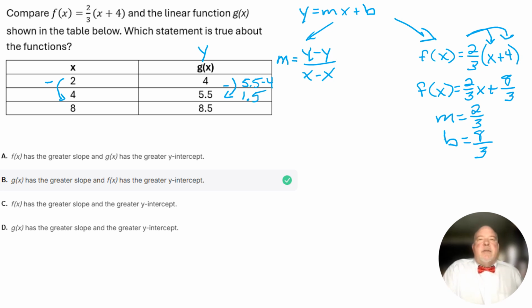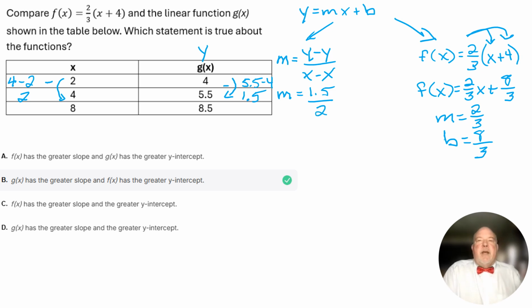And then over here, so since I did 5.5 minus 4, let me put my pointer here, because I don't want you to make this mistake. Since I did this minus that, I have to do it the same way over here, so I have to do 4 minus 2. Okay, so we're going to do 4 minus 2 on this side. You got to be consistent in the way that you do it. So 4 minus 2, which is 2. So the change in the y values is 1.5, and the change in the x values is 2. So my slope for this line is going to be 1.5 divided by 2.